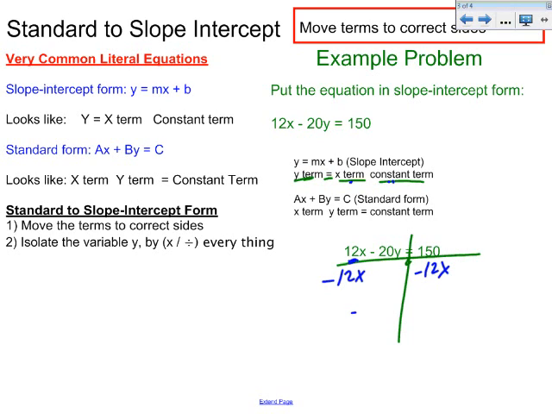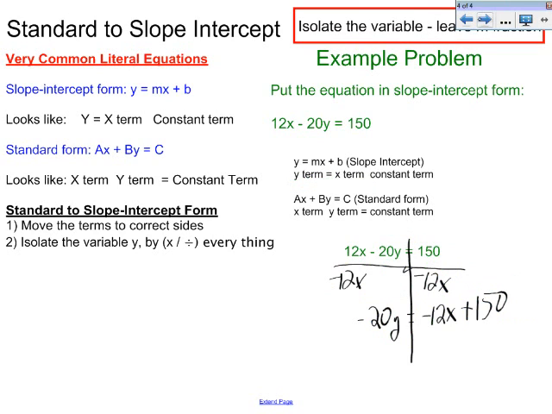Now, because you can't actually subtract 12x from 150, you just write them next to each other. So you say negative 20y equals negative 12x and then positive 150. Now, the next thing to do is we don't have a whole y, we want to get y by itself. So you have to divide by negative 20. Now, when you do the division, you divide this into every single term on the other side.